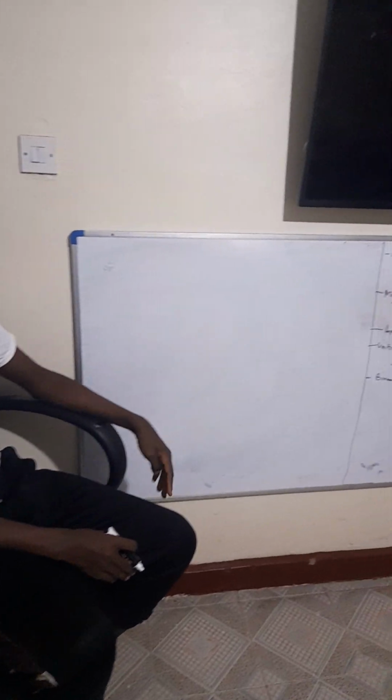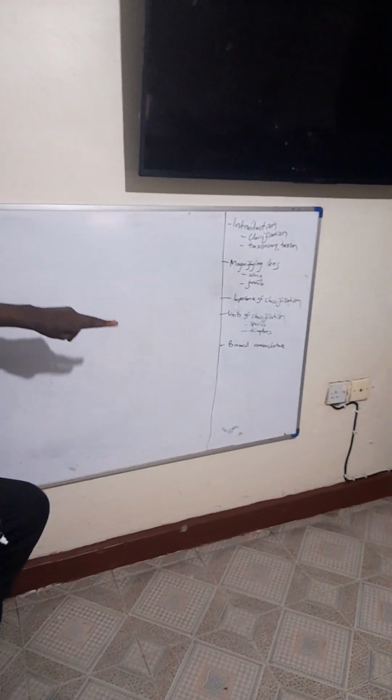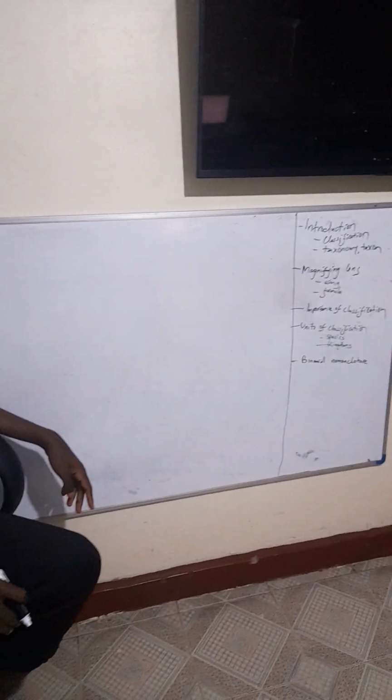So welcome. Now we are going to cover the topic of classification 1, the second topic in Form 1. We are going to cover the introduction, the magnifying lens, the importance of classification, units of classification, and binomial nomenclature. And then we'll be good to go. So let's start with the introduction to classification.